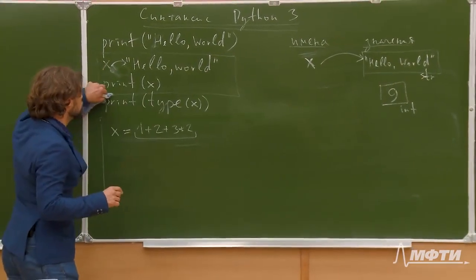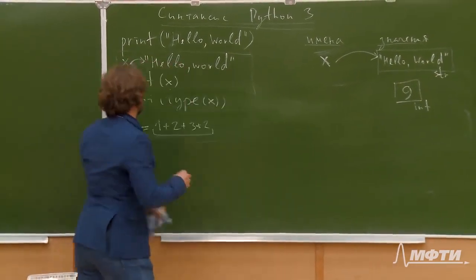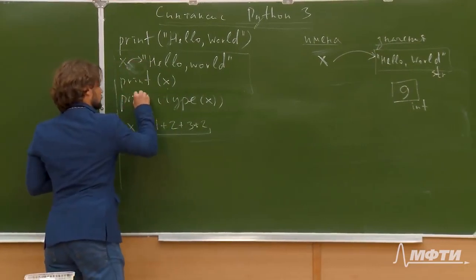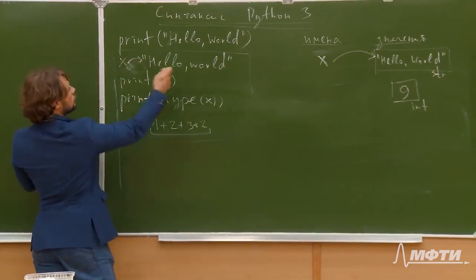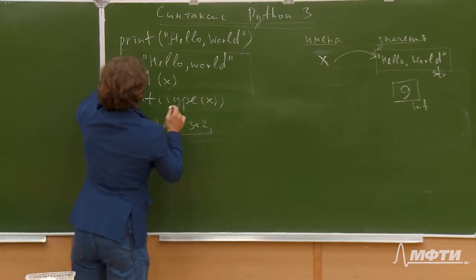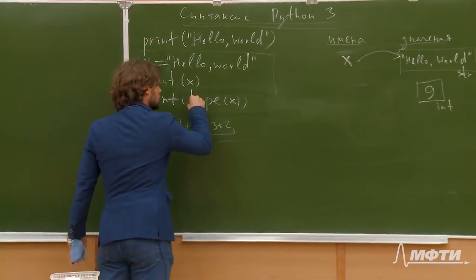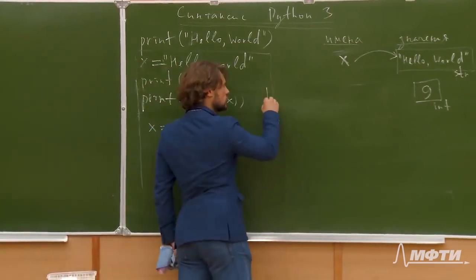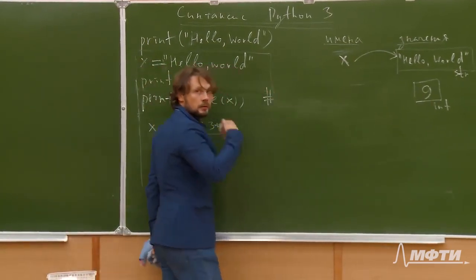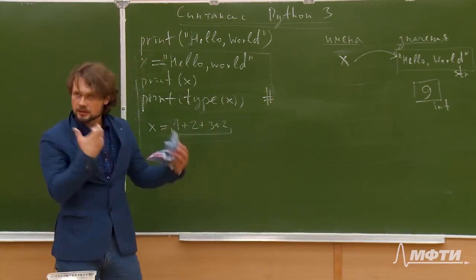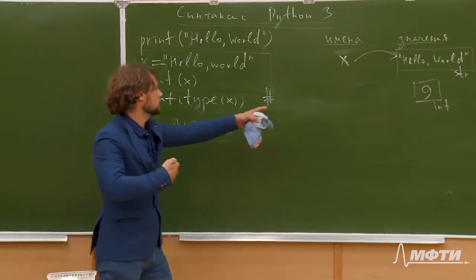And now let's erase this case, and let it be a single program. X equals hello world. Well, I'll remove this arrow. X is equal to hello world, print X, print type X. Here I will write like this with a hash, this is a comment. That is, I'm writing it as a comment, it doesn't need to be written, but I predict that Python will print exactly this at this moment.